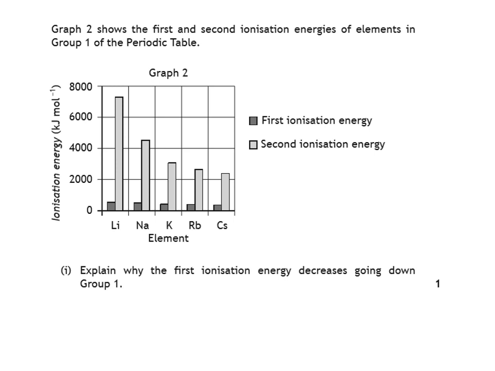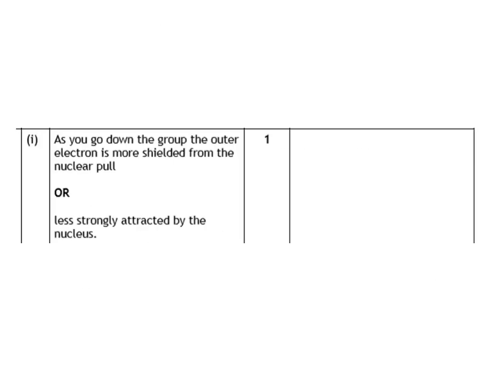Okay, next question. I believe this is the first one that was shown right back at the beginning. Explain why the first ionization energy decreases going down group 1. Again, pause the video and come back to the answer when you're ready. Okay, have a read of that there, please.